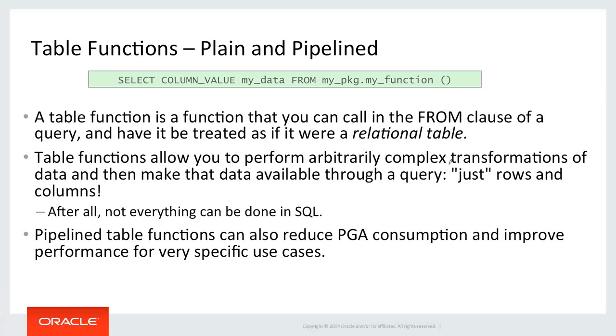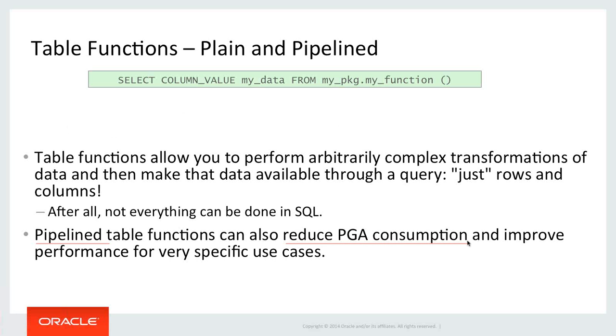I can hide all the complexity behind that function interface and then surface it up as nothing more than a select statement. In addition, the specialized version of table functions called pipelined can have a dramatic impact on performance and also drastically reduce PGA consumption for a fairly specific set of use cases. So table functions have very broad usage. There'll be lots of ways you can apply them. Pipelined table functions are more specific, but when you need them, wow, they are great.